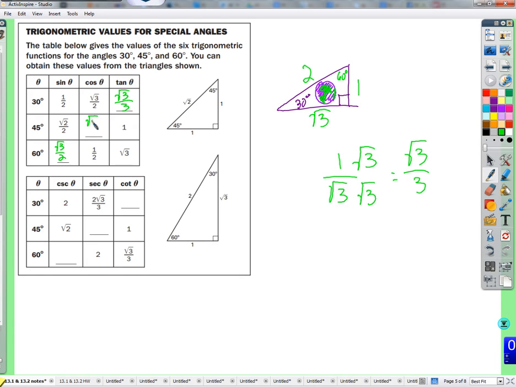I'm going to help you fill in the rest of these. You can see the two triangles right there, the 45-45-90 and the 30-60-90. And you can fill in the rest of this table right here. It's just the other three, right? We got sine, cosine, tangent. You just got three more to fill in. Just take the ratios of the appropriate sides or flip over the functions that you know them to be the reciprocals of.